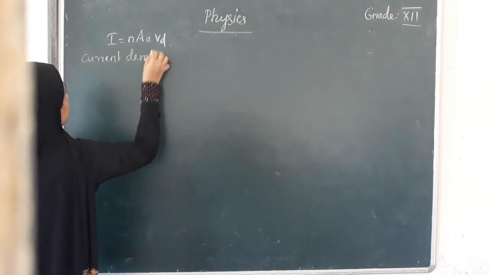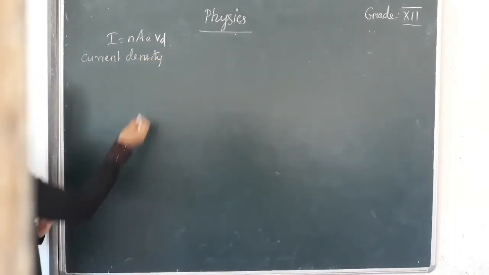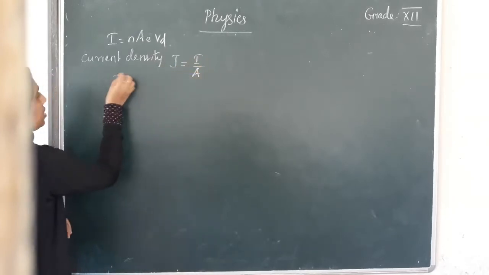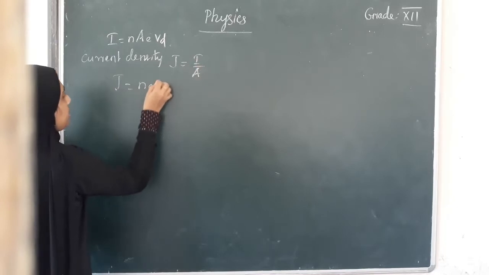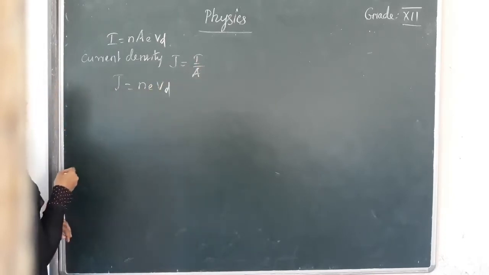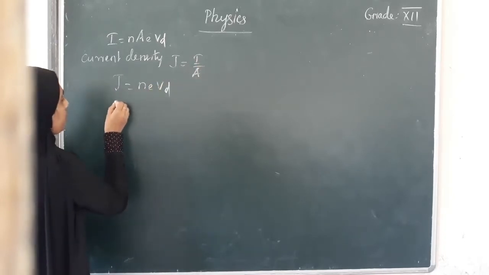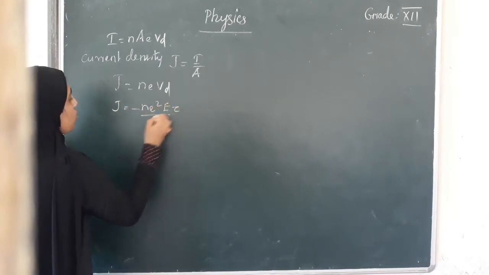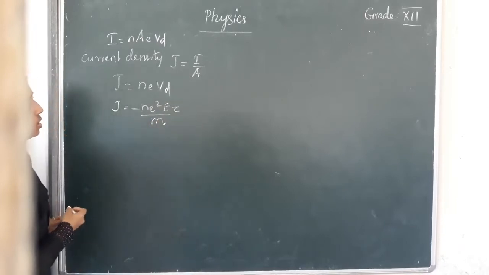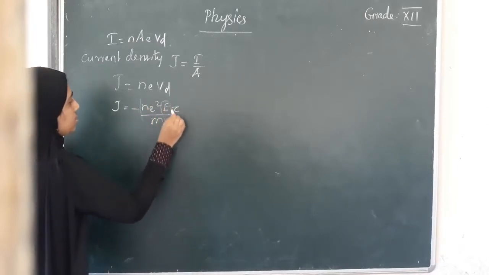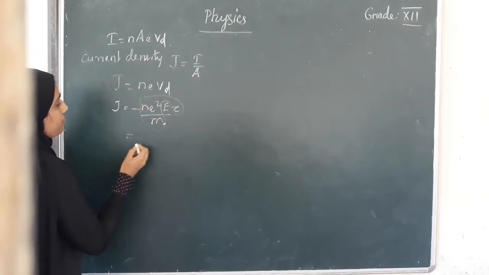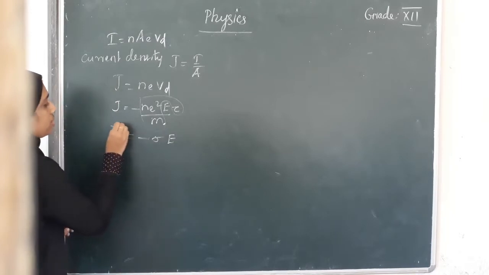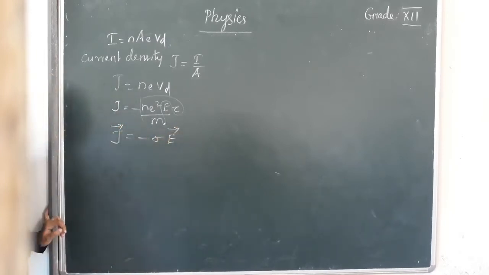Current density J can be written as current per area, that is J equal to N e v_d. When we substitute the value of v_d, J can be written as minus N e square E tau by m. So N e square tau by m can be written as sigma, so J equals sigma into E. Current density is a vector quantity.